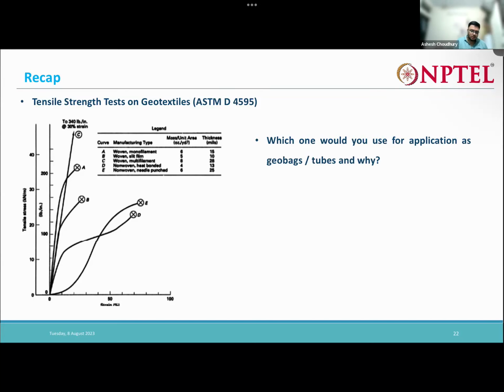Say this is group one, and say this is group two. Which group would you choose for the application as geobags or tubes for shoreline protection, and why? For the protection of shoreline, you use these tubular bags, geobags or geotubes. So which group of geotextile would you prefer? Group one or group two?